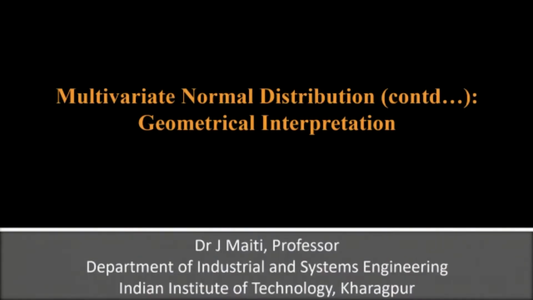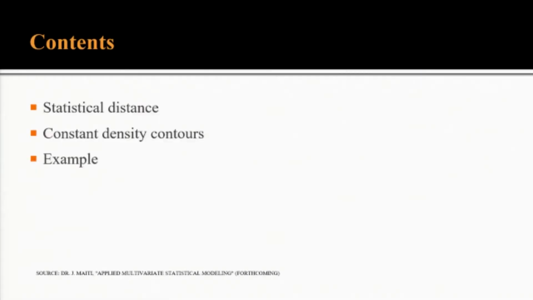Very good morning. I am sure you got the graphs for multivariate normal distribution. Today we will see the geometric interpretation, which will further help you in understanding multivariate normal distribution. Today we discuss statistical distance, constant density contours, and then some examples.